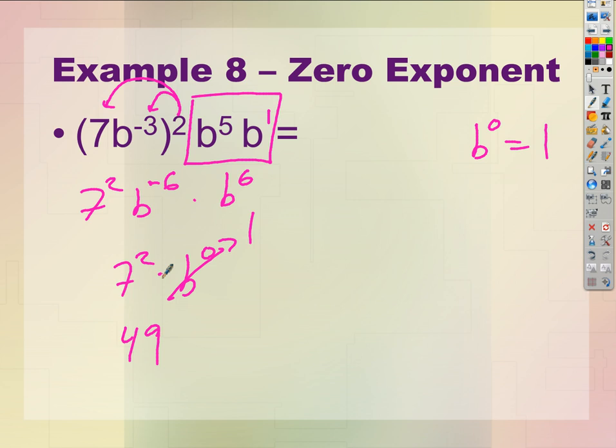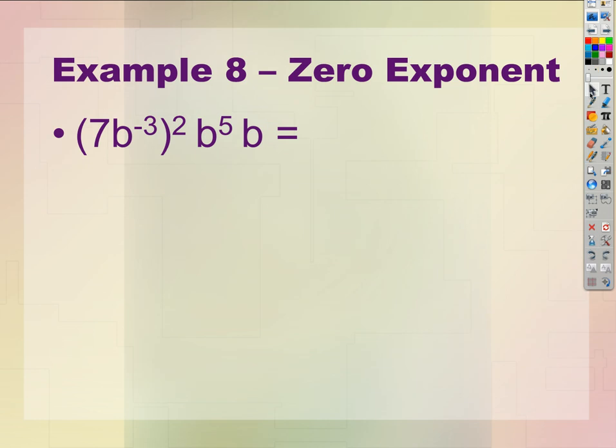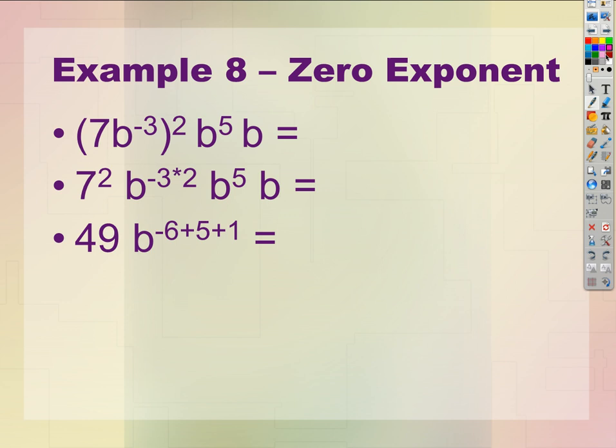All right, now let me click through that so we can just kind of see what they chose to do first, and it's fine, it doesn't matter. They chose to distribute the 2 first, right? So I get that. Now this is kind of slick. Look what they did here. They recognized, and this is a good way to accomplish it, that if I multiply 3 like bases, same property, I'm just going to add all 3 exponents at once. So I get 49 times b to the -6 plus 5 plus 1.